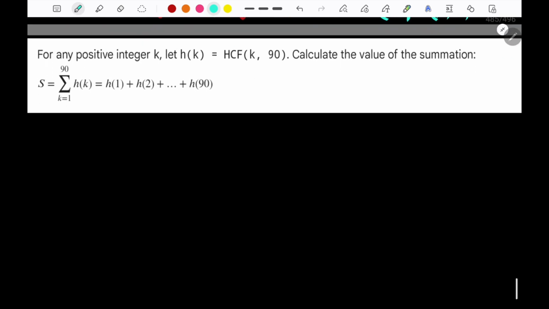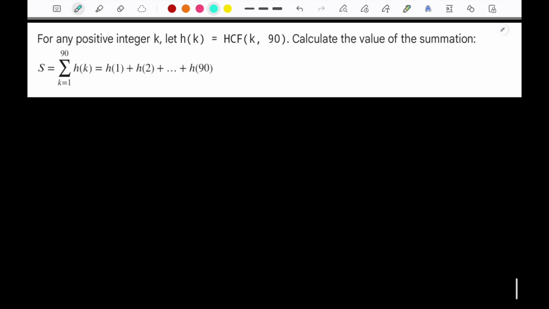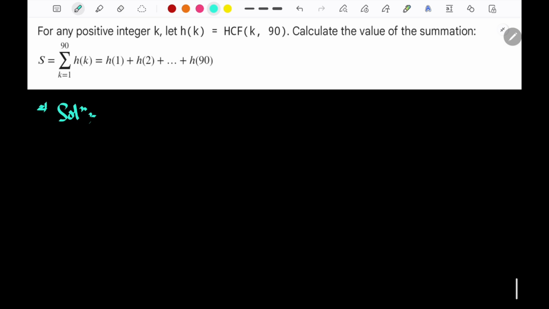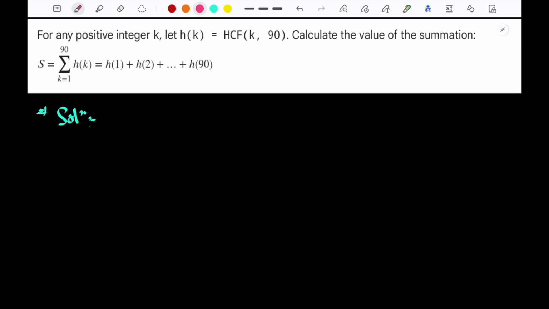Done. The next question says, for any positive integer k, let h(k) be equal to HCF of k comma 90. Calculate the value of S equal to the summation of h(k) for k equal to 1 to 90, which is h(1) plus h(2) plus till h(90). Okay, super. How do we approach? For approaching the problem, you understand what they are saying. h(k) is equal to HCF of k comma 90.